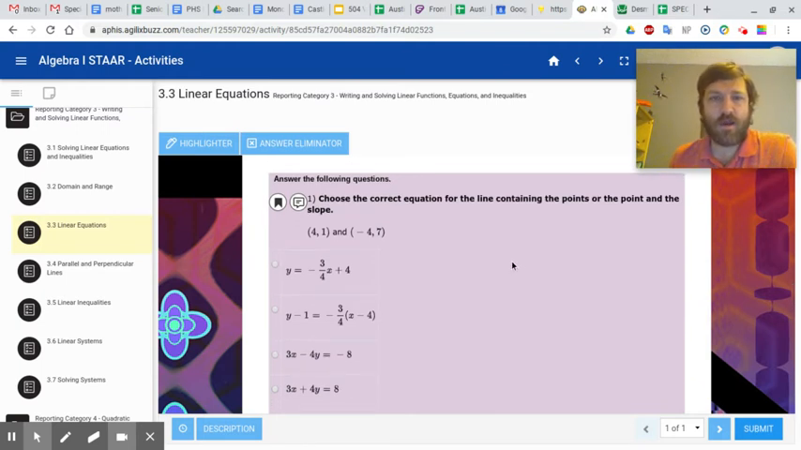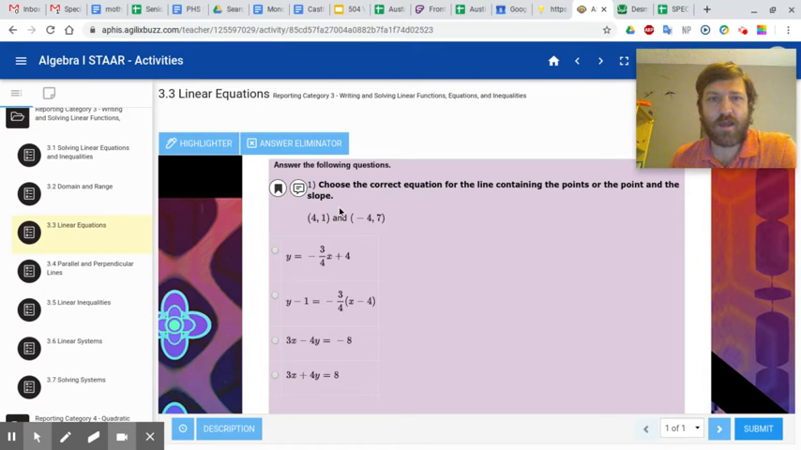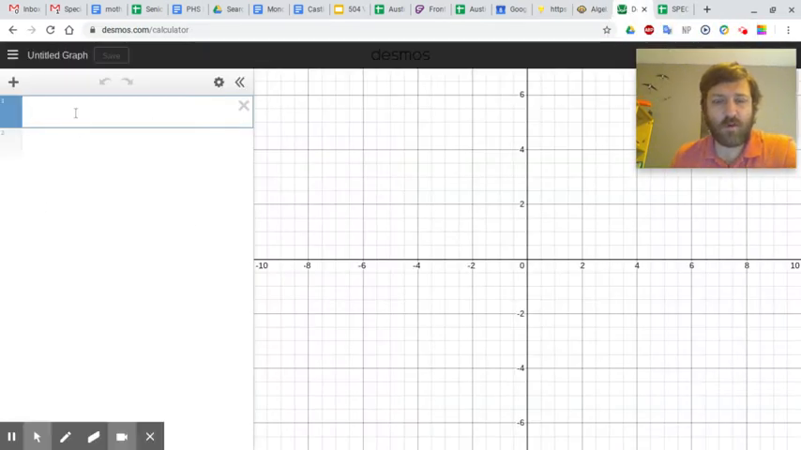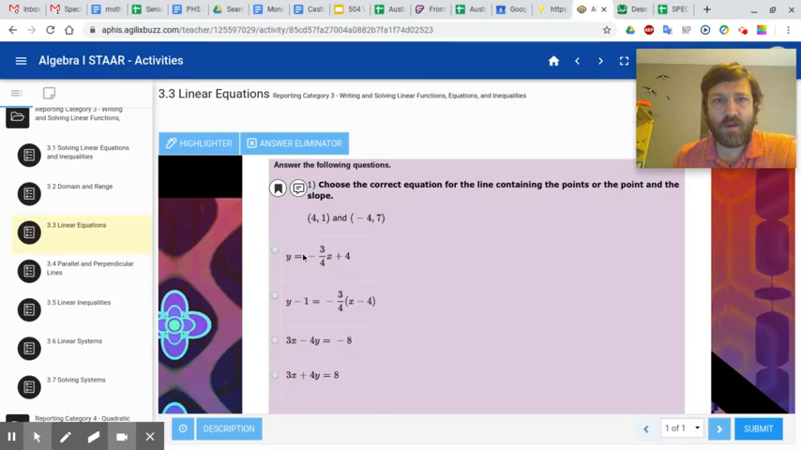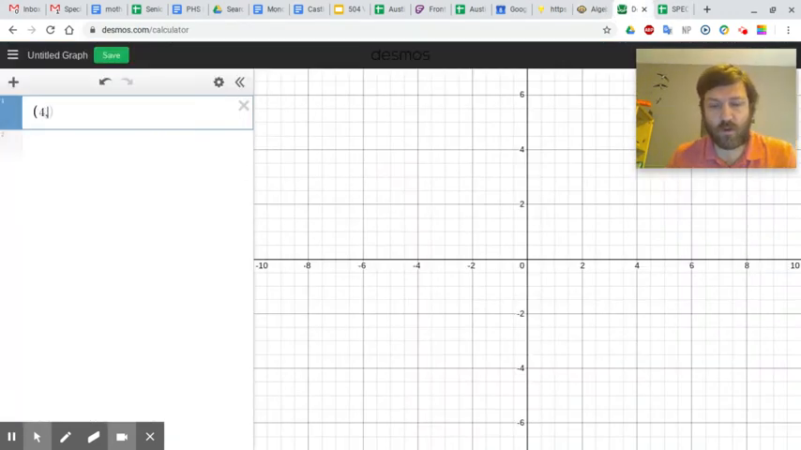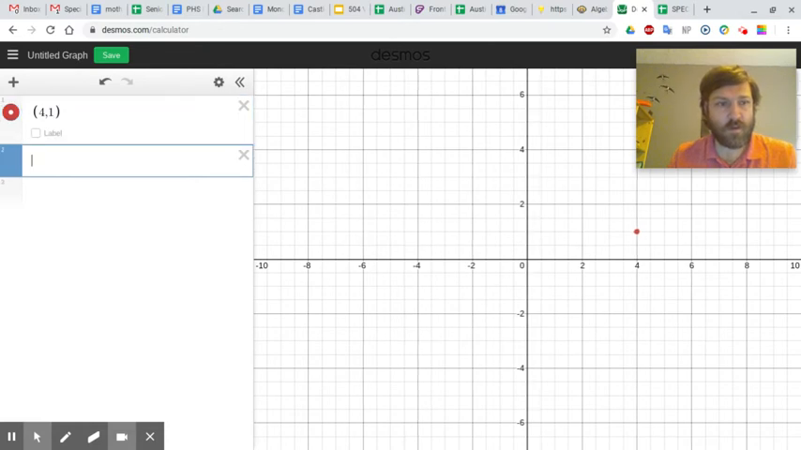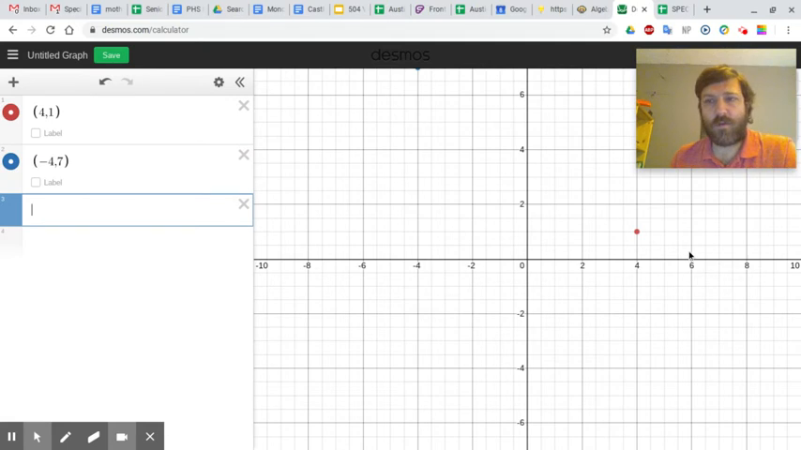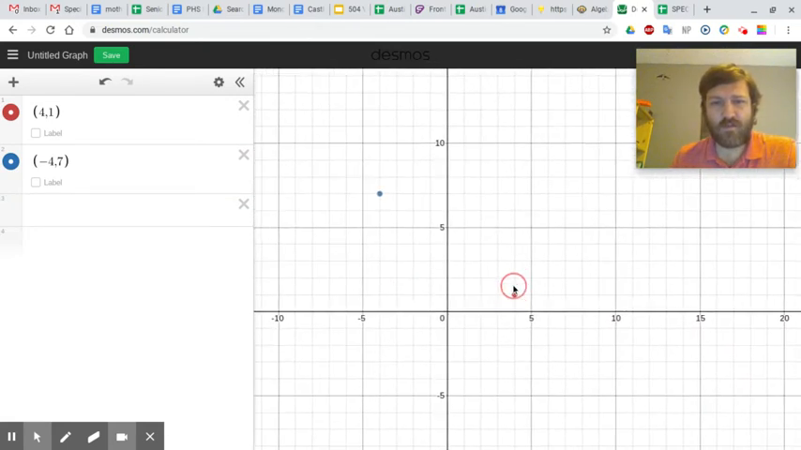But first, it just wants us to be able to look at 2 points and find the equation that matches those points. In other words, what line would cross these 2 points? And so we're going to be using the Desmos graphing system. I'll put a link in the video description. We're going to put in Desmos, in parentheses, just like they appear, these 2 points, (4, 1) and (-4, 7). And so we can scroll over here and see, okay, these are my 2 points.